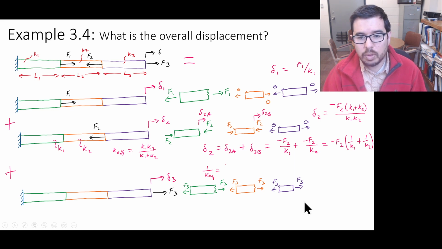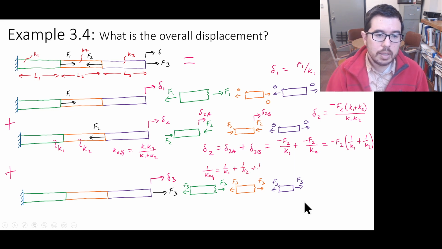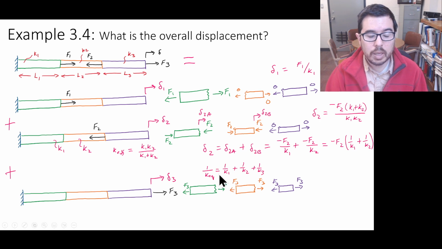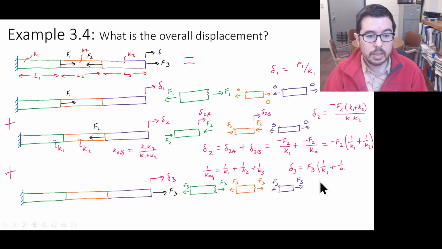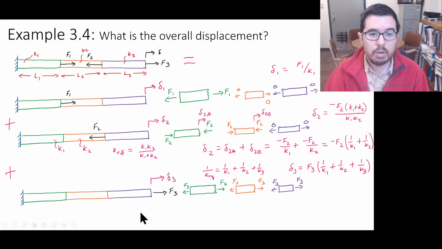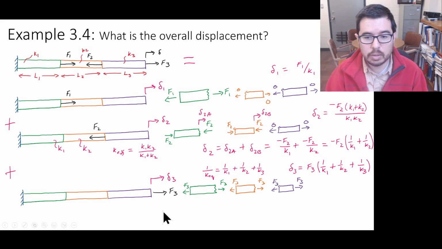So if we want to write out the equivalent spring constant, it's 1 over KQ equals 1 over K1 plus 1 over K2 plus 1 over K3. And we see that we have now a delta 3. So if we want to write the overall deformation, it's going to be delta 1 plus delta 2 plus delta 3, as you see here.